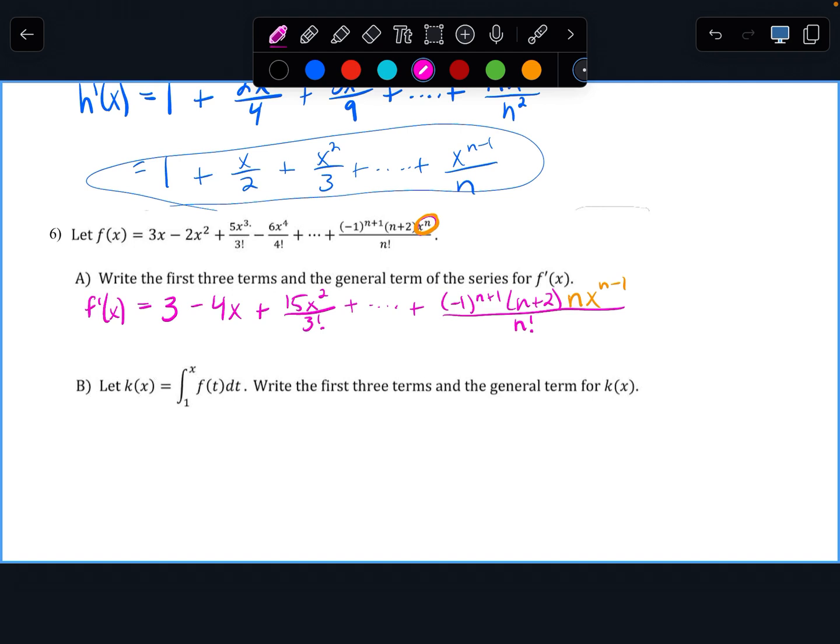So then your next step is simplifying, and that last step might be a little scary, we'll see. 3 minus 4x plus 15, is that 5 halves, I think? I took one of the 3's out of the 15. Okay. And then this guy, the numerator should stay.